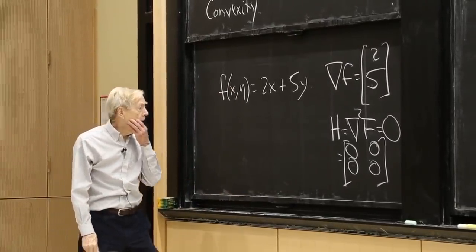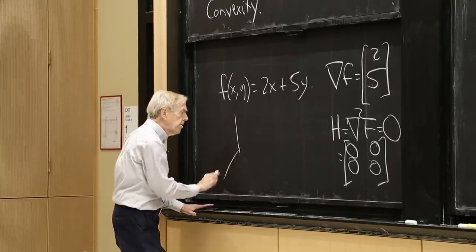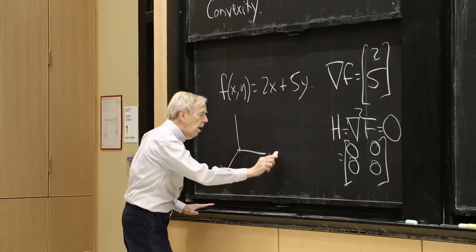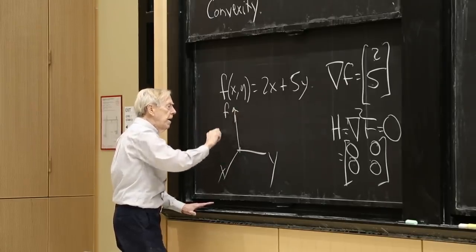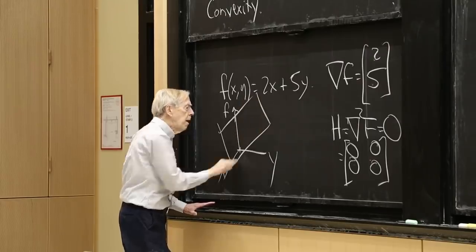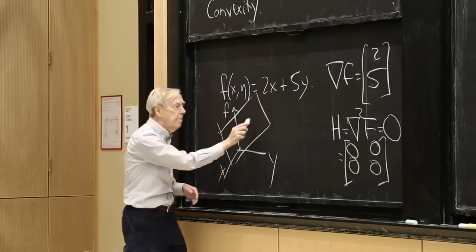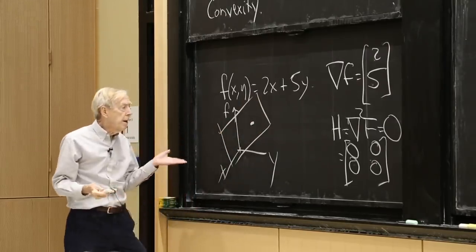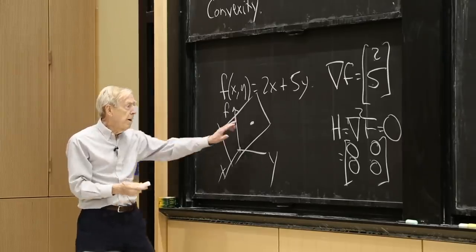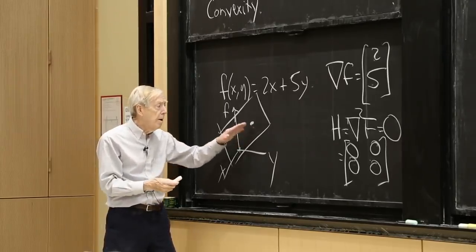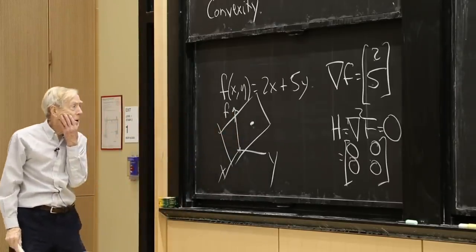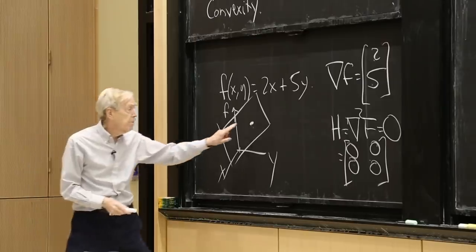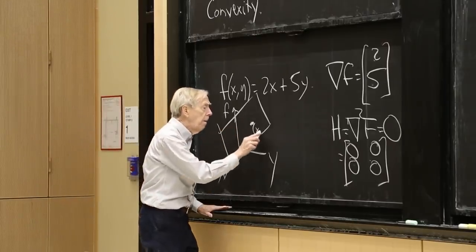Okay, so let me draw the surface. So x, y, and the surface, if I graph f in this direction, then obviously I have a plane. And I'm at a typical point on the plane, let's say. So I'm at a point x, y, and let me put the plane through it. Okay, so how do I interpret the gradient at that particular point x, y?